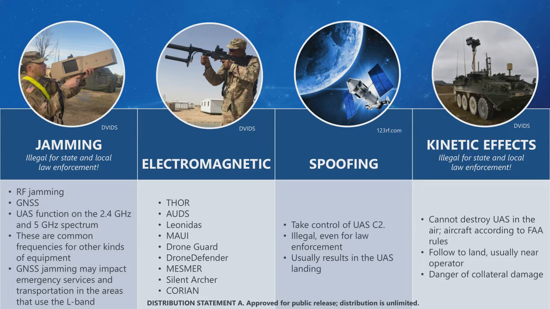But again, they work in many different ways. Jamming, again, is illegal for state and local law enforcement, same as kinetic effects, and spoofing, where you take control of the UAS to C2. Depending on how you do that, that's also going to be limited.